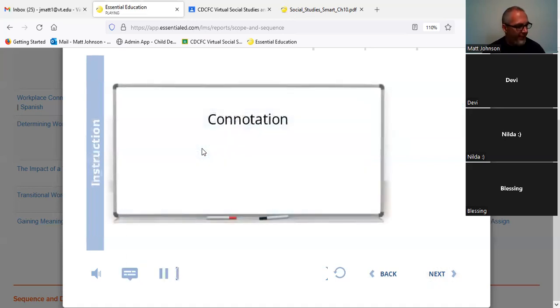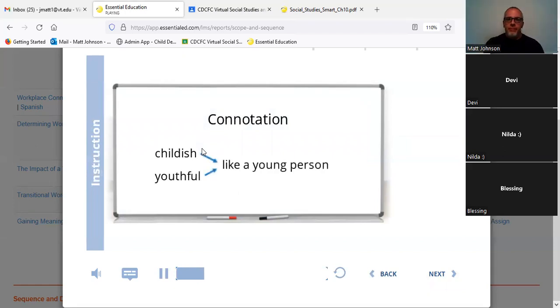Now, there are a couple more things to think about when you're trying to understand new words. One is connotation. Words have meanings, but they also are associated with feelings or ideas. Think about the words childish and youthful. They both mean like a young person, but they have different connotations.